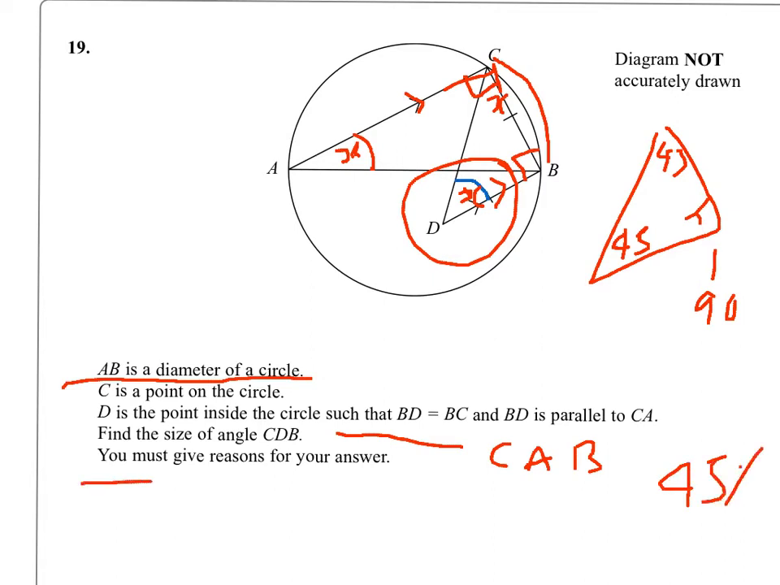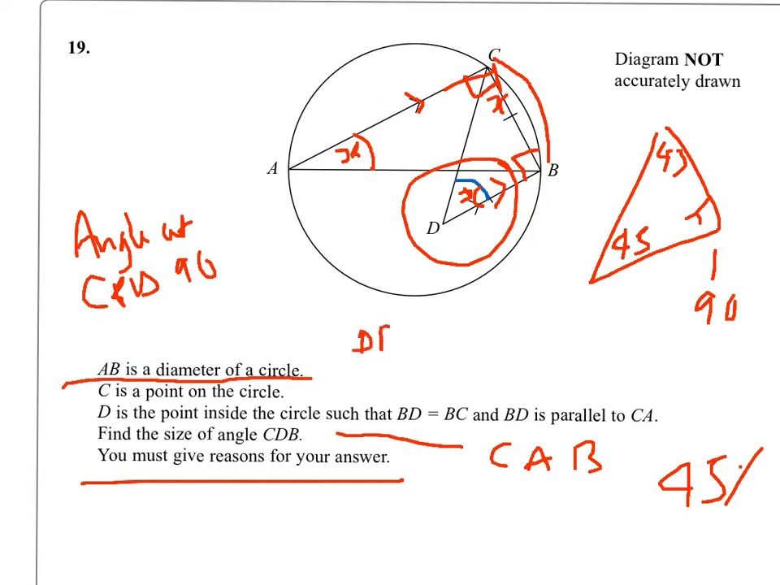So it says give reasons for the answer. So first of all, we can say that the angle at C is 90. C is 90 because it's in the semicircle. And we know that DB being parallel to CA means that the angle at B is 90. And so because of the isosceles triangle, x is 45 degrees. That's it.